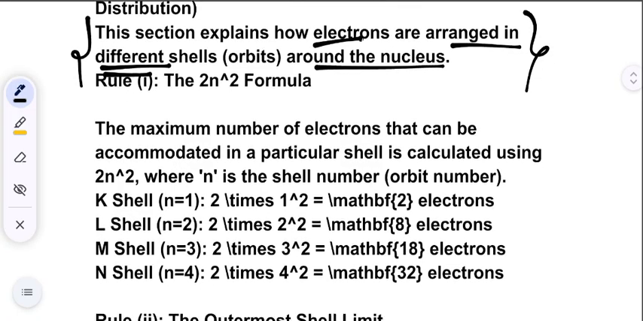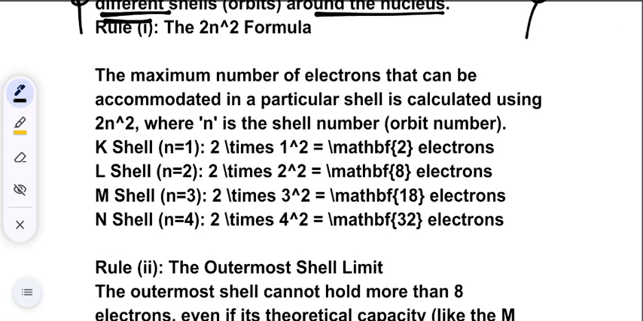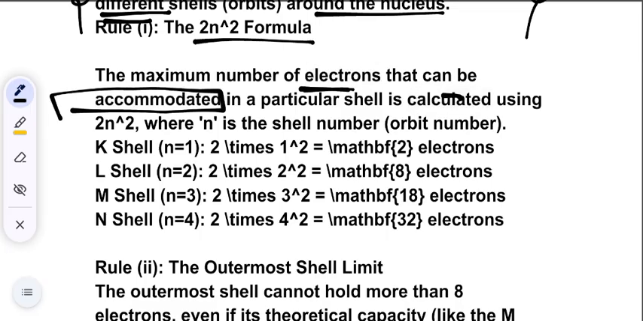Now there are some rules in the Bohr-Bury scheme. First is the 2n square formula. What is this 2n square formula? Where can it be used? See, the maximum number of electrons that can be accommodated. Accommodated means can be arranged here, but generally it means giving shelter to someone or keeping someone at home. So the maximum number of electrons that can be accommodated or arranged in a particular shell is calculated using this formula, which is 2n square.